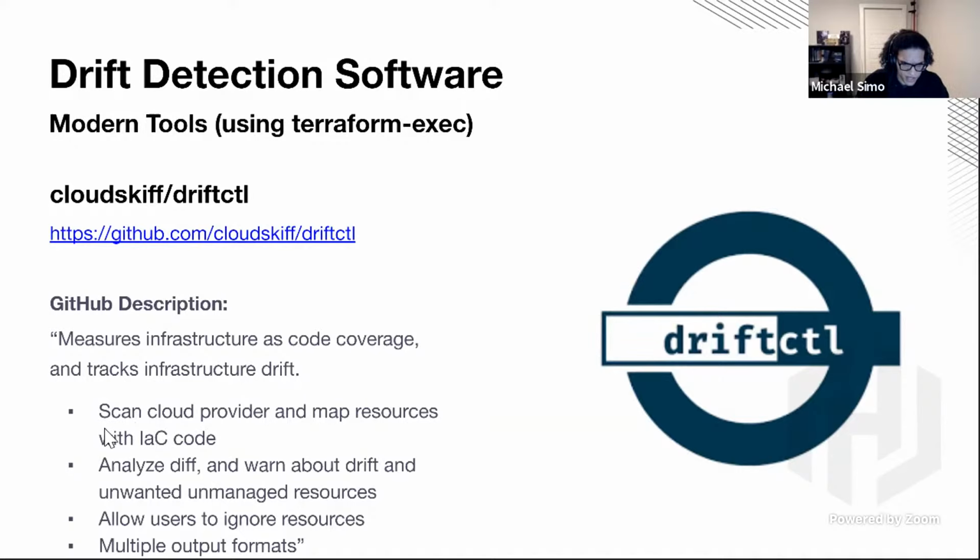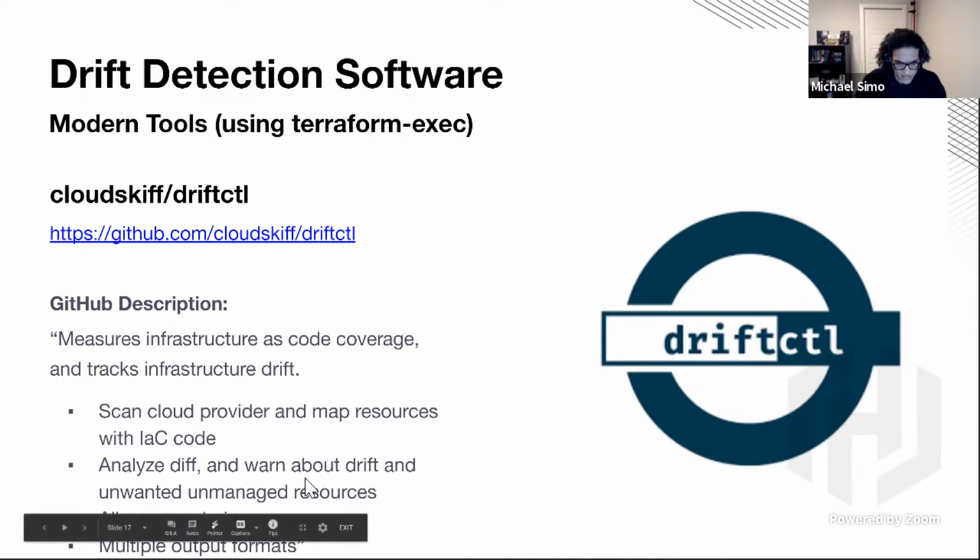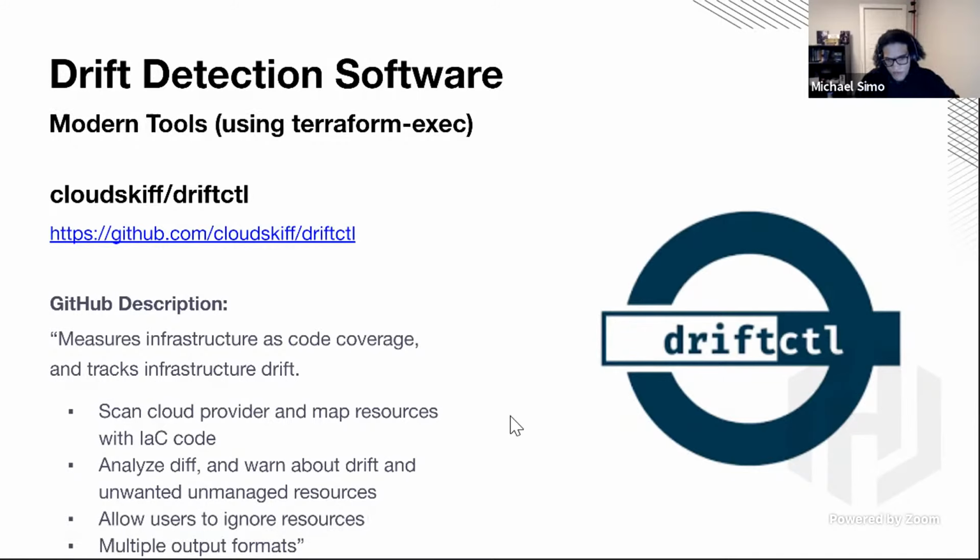So I'll just go ahead and read some of their description here. Scans the cloud provider, maps resources with infrastructure as code, analyzes diff and warns about drift and unwanted unmanaged resources. And then you can push it out to multiple different formats, which is cool. And ignoring resources is also quite good.